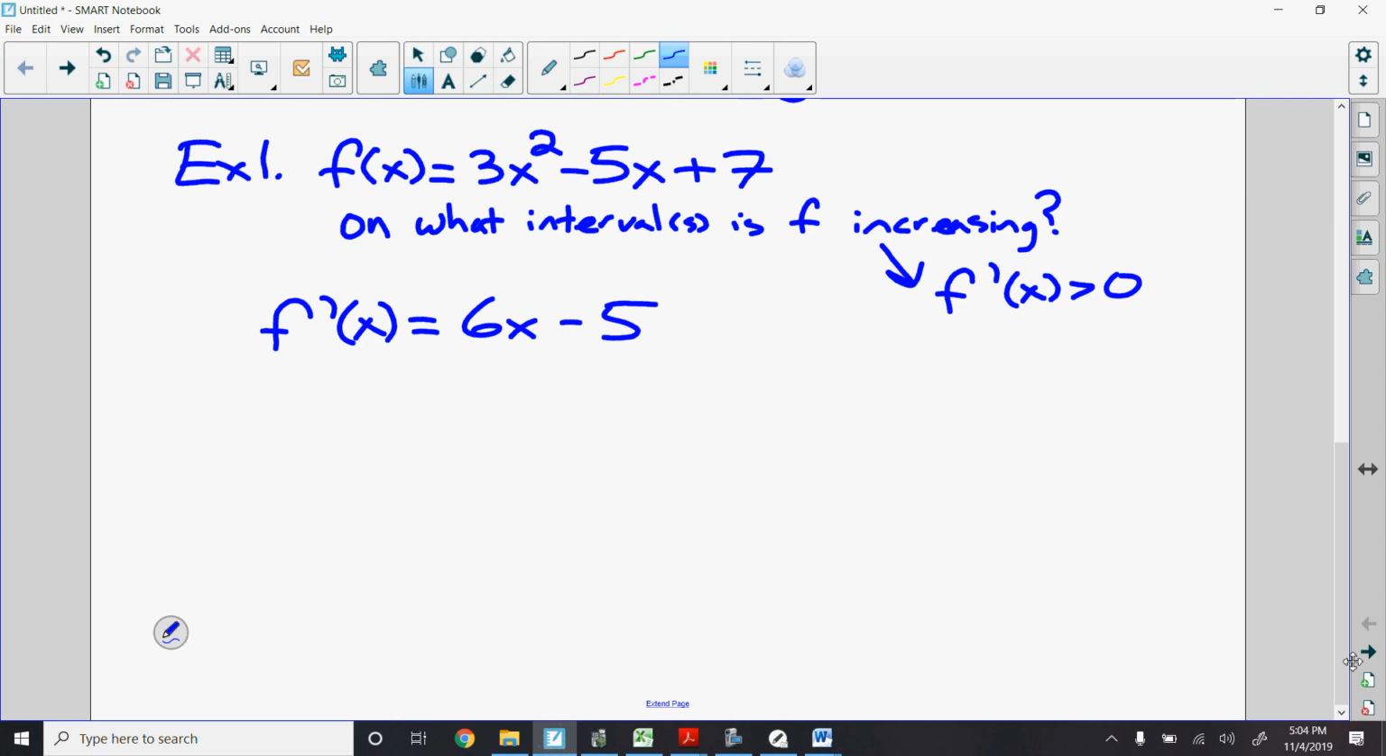Now I want to figure out when this f prime of x is greater than 0. This is just like when we determined when velocity was positive or negative. To figure out where the derivative is greater than 0, I first need to figure out where the derivative is equal to 0. Then I'm going to do an f prime number line to determine this. So let's figure out f prime of x equals 0.